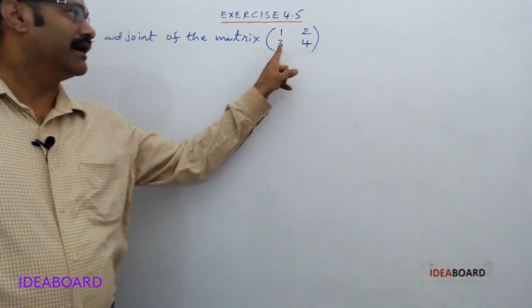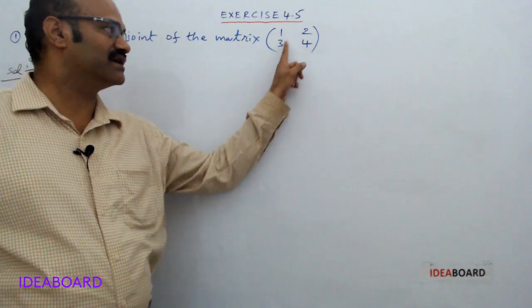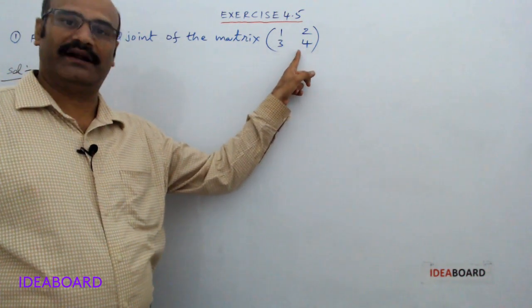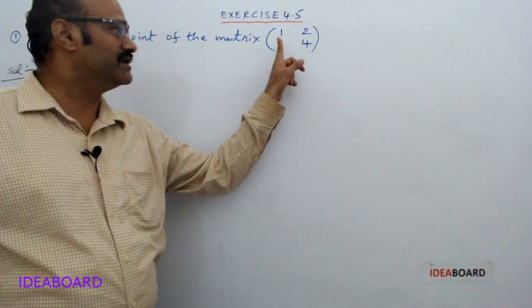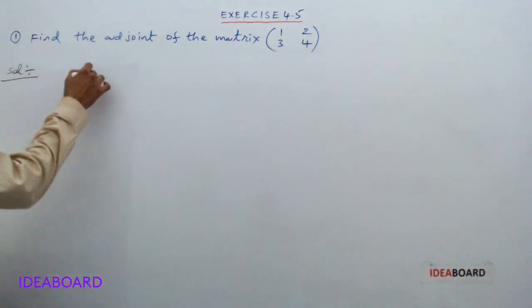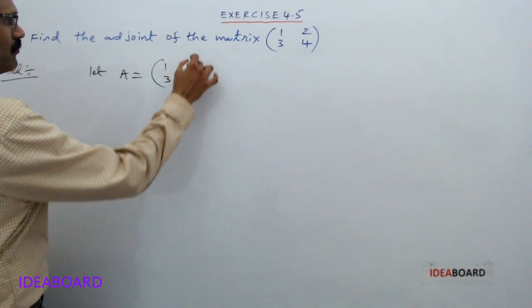We know that adjoint of a matrix means we have to first find the cofactors of each and every element. Find the cofactor matrix of the given matrix. Then take the transpose of that matrix, that is the adjoint of the given matrix. Let A equal to 1, 2, 3, 4.